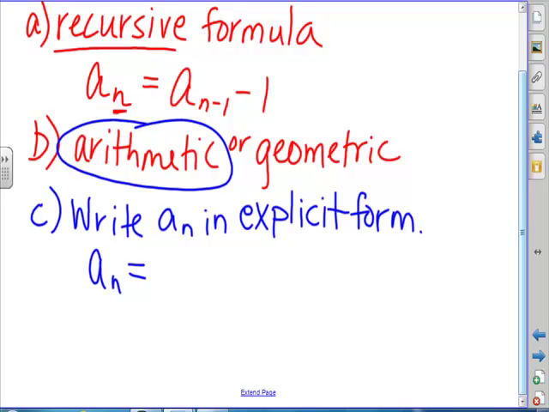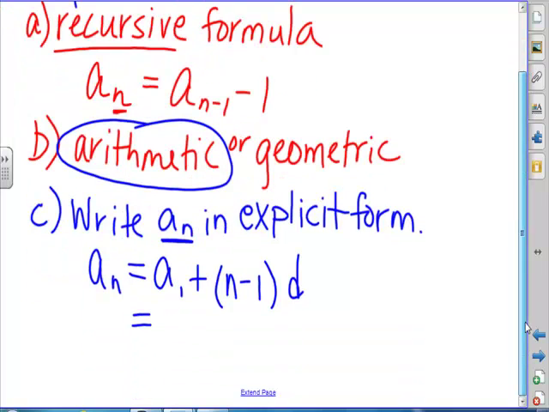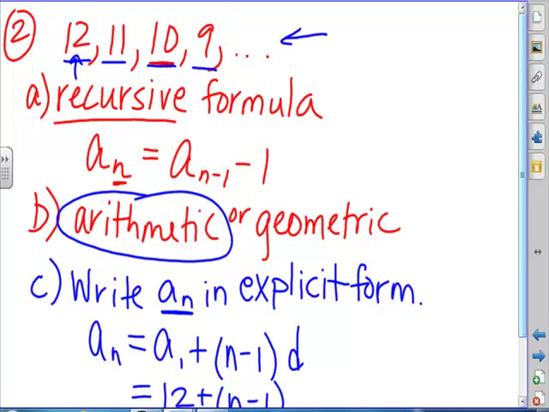Now I know it's an arithmetic sequence, so I can find any term if I know what the first term is, and I add one less than the term I care about times the common difference. So if I want to make an equation that can get me to any term, all I'm going to do is write my first term, which in this particular case is 12, plus I'm going to keep my n as it is because I want to be able to sub into that. And then up here I notice that my common difference is negative 1.